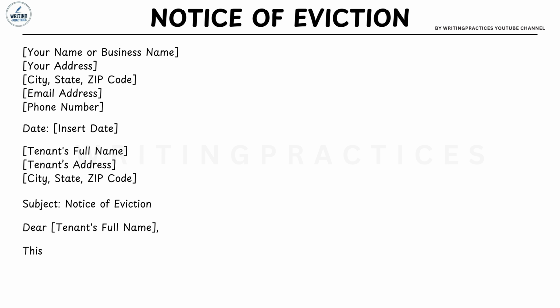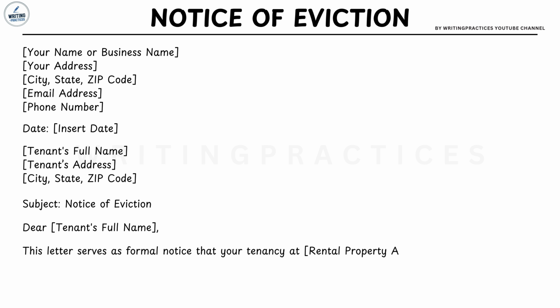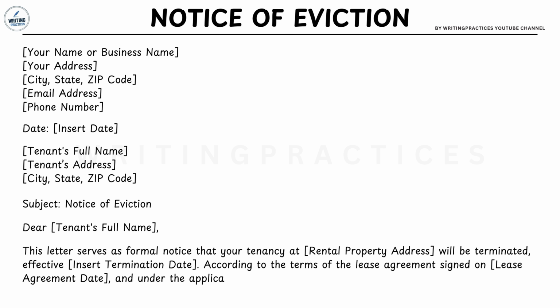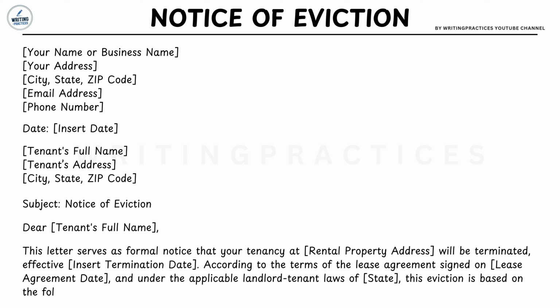Step 6. State the purpose of the letter. Now you need to explain why you're writing the letter. Here's where you state that this letter serves as a formal notice of eviction. You could say something like, "This letter serves as formal notice that your tenancy at [rental property address] will be terminated, effective [insert termination date]." The key here is to be direct and specific. Mention the rental property's address so that there's no ambiguity about which property the notice is for, and give the exact termination date so the tenant knows when they need to vacate the premises.